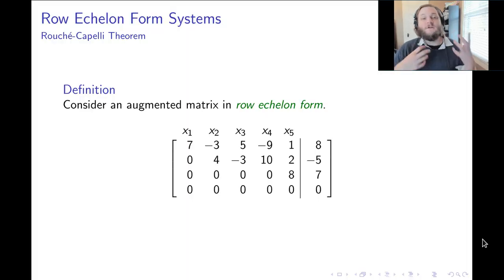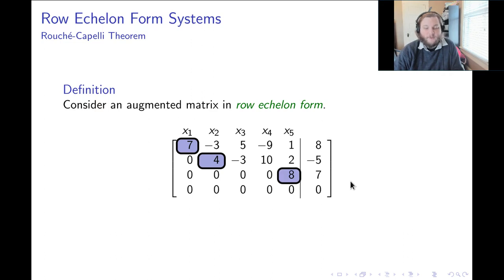So far, all of our analysis has been on systems that are in reduced row echelon form. What about non-reduced row echelon form? So let's say now that our augmented matrix is in row echelon form, but not necessarily reduced row echelon form. So here is an example of such a matrix.